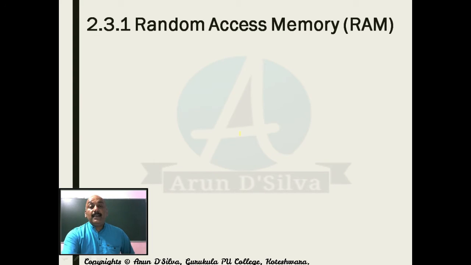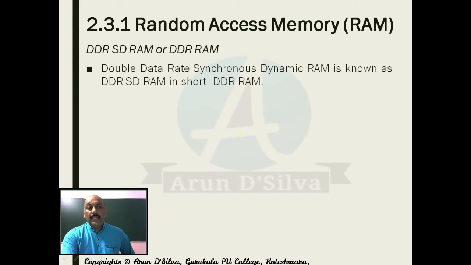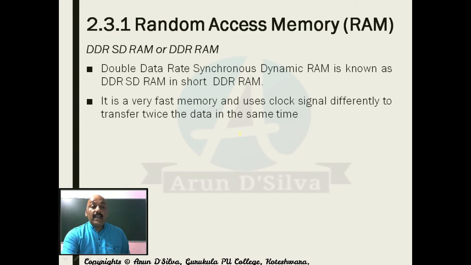The next type of RAM is DDR. This is actually called DDR SDRAM, or in short what we call DDR RAM. DDR SDRAM stands for double data rate synchronous dynamic RAM. So this is a dynamic RAM, whereas static RAM is there too. In case they say DDR RAM or DDR SDRAM, both are one and the same. Again here there are 3 types: DDR1, DDR2, DDR3.